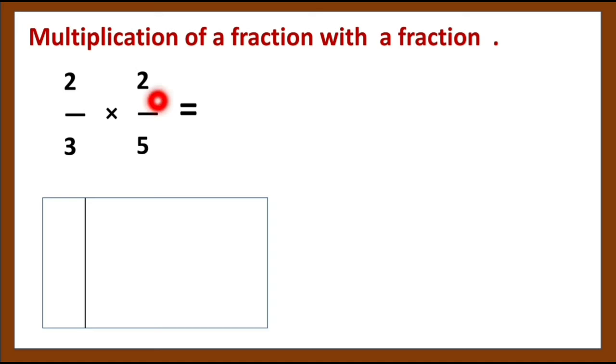Here 2 by 5 means we have to divide this rectangle into 5 equal parts like this. And out of these 5 we have to take 2. Just take 2 and observe that 2 by 3 of this 2 by 5.